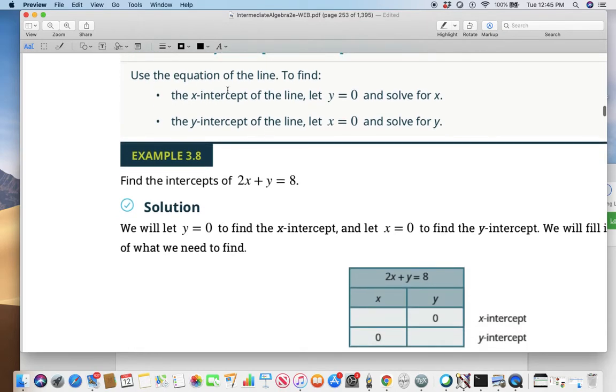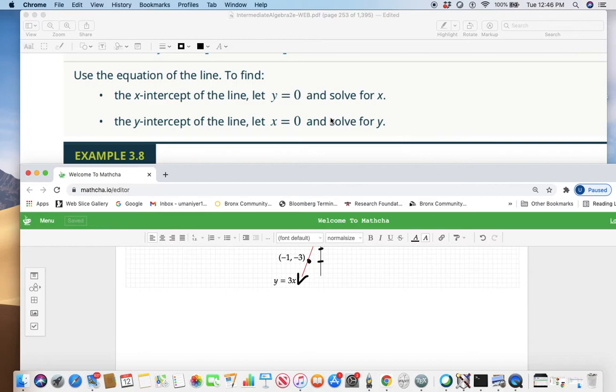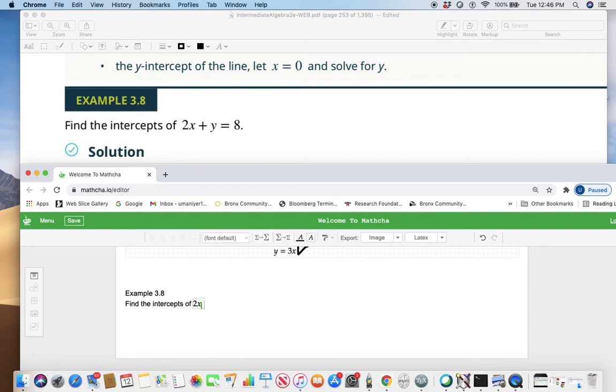Now, given an equation, how do you find the x-intercept? To find the x-intercept, you set y to 0 and solve for x. To find the y-intercept, let x be 0 and solve for y. Let's see using this example. Example 3.14. Find the intercepts of 2x + y = 8.